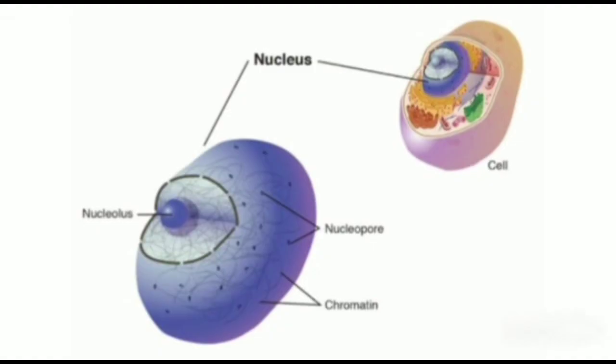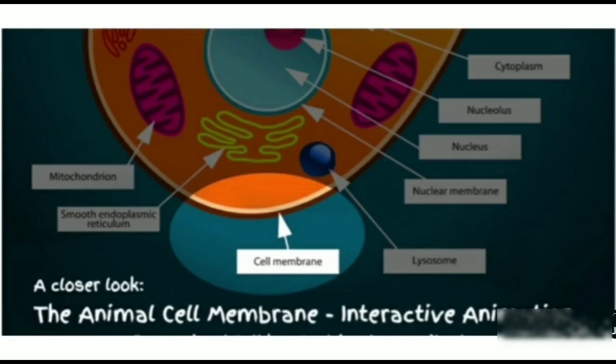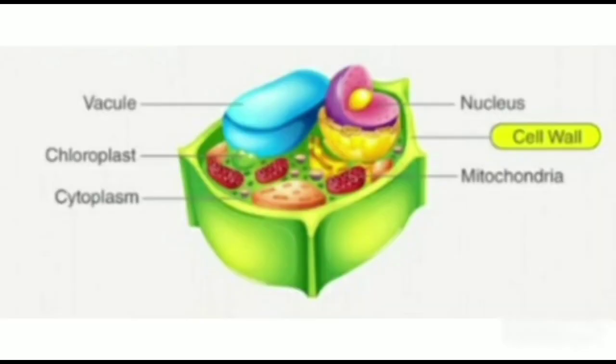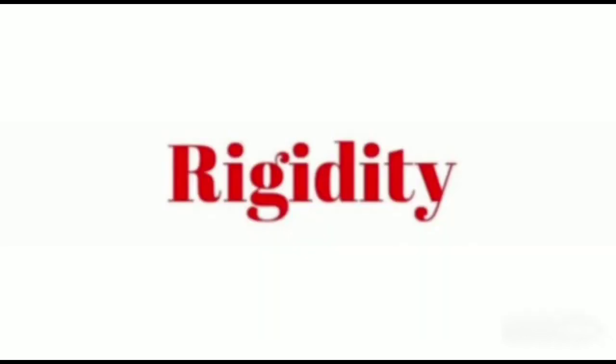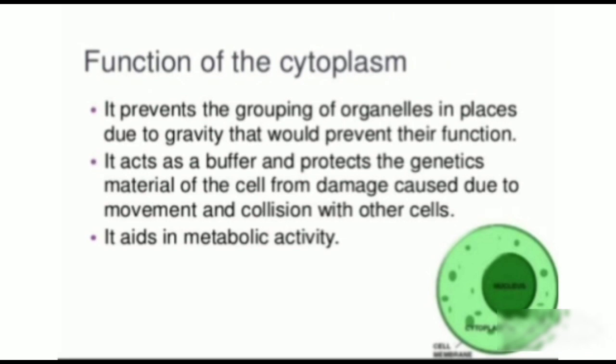Nucleus is called the cell's control room. Robert Brown discovered the nucleus. In animal cells, the cell membrane is the outermost membrane which gives shape to the cell, whereas in a plant cell, there is another layer present over the cell membrane known as the cell wall. This gives rigidity to the cell. The jelly substance between the nucleus and the cell membrane is called cytoplasm. It is a heterogeneous material.